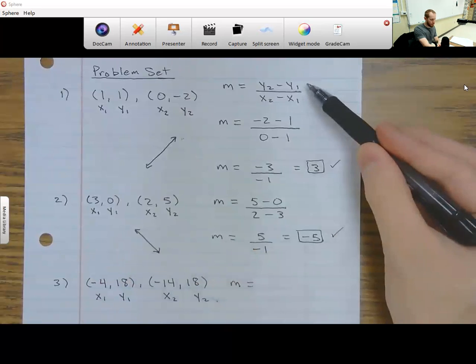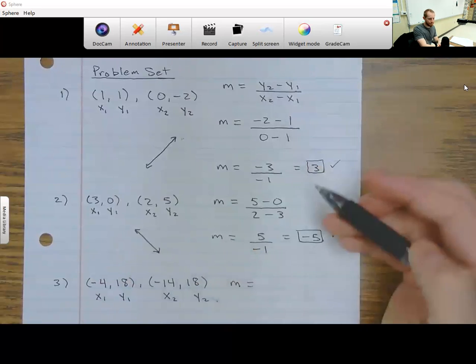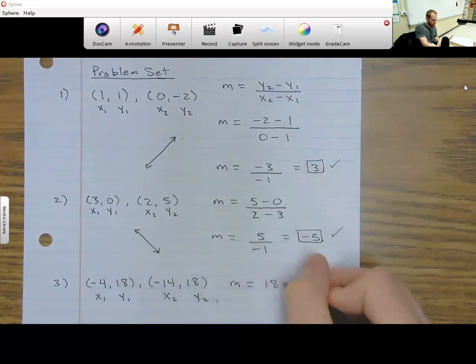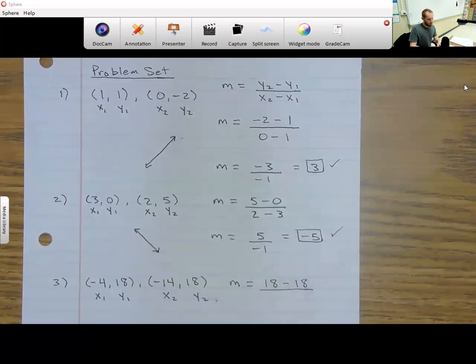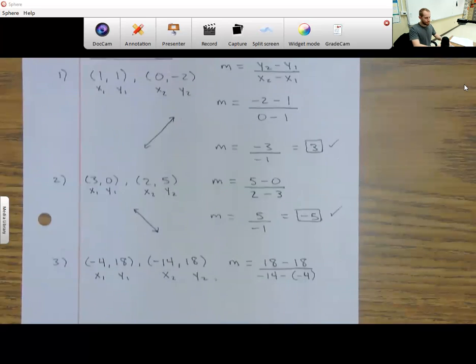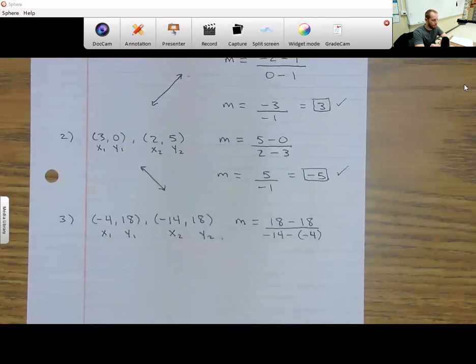So just like that first one, I'm going to subtract my y's on top. I'm going to have y2 minus y1. That's going to be 18 minus 18. What's going to be at the bottom? My x coordinates, right? I'm going to have -14 minus a -4. And I'm putting this in parentheses so I don't get the negatives confused. Okay, so now I can work on the top and the bottom.